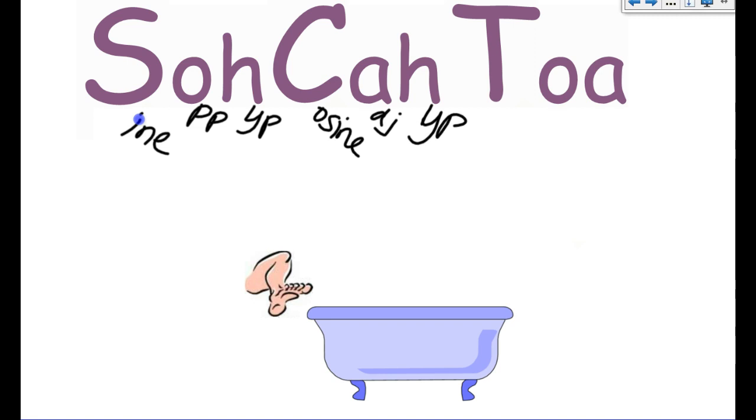And then Toa, we already did that yesterday. That is tangent, and that is opposite over adjacent. So, no, you don't have to memorize these, but Soh Cah Toa is kind of nice in the real world when you don't have your formula chart with you. You can know all your trig functions just by memorizing that one acronym.